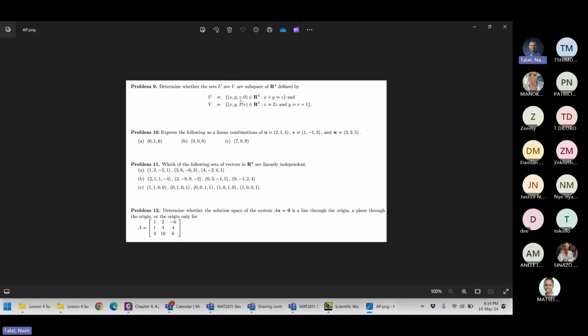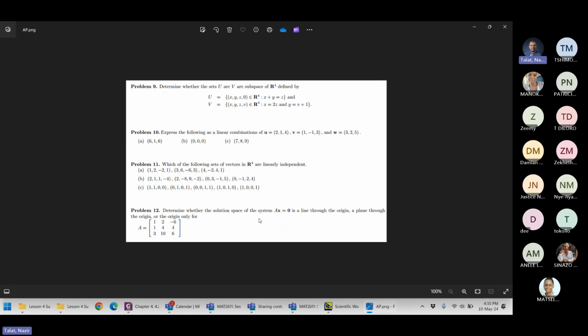So U is a set of (x, y, z, 0) belonging to R4, where x plus y equals z. And V is a set of (x, y, z, u) belonging to R4, where x equals 2z and y is equal to u plus 1. We need to determine which of the following is a subspace of R4 and which is not a subspace of R4. And the linear combination, linear dependence and independence, we will see in Monday's class.